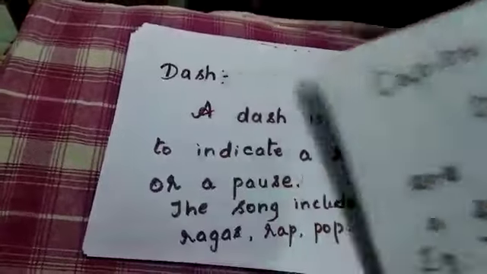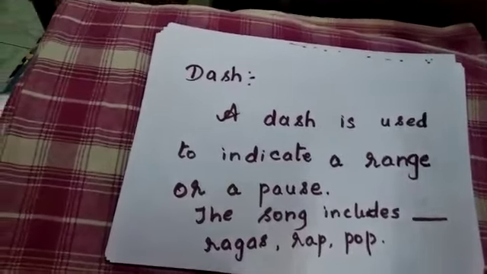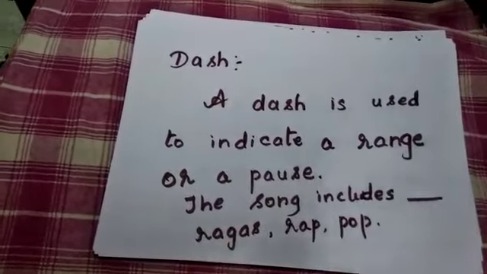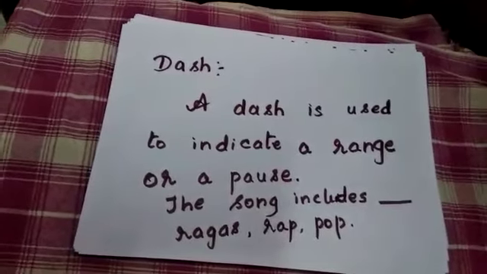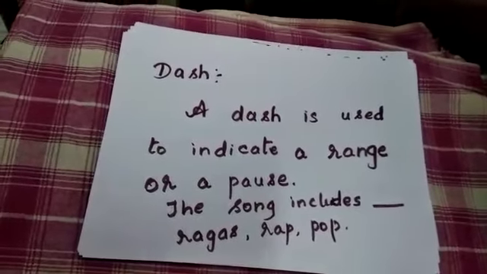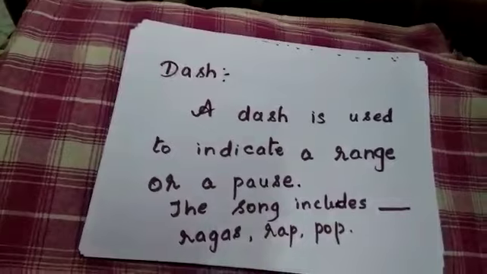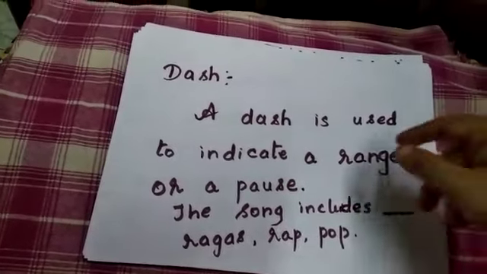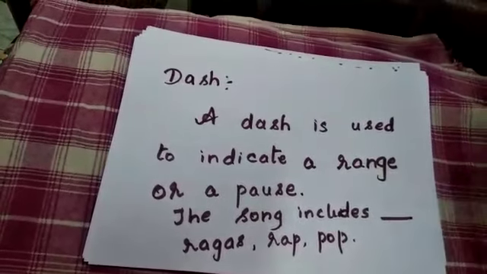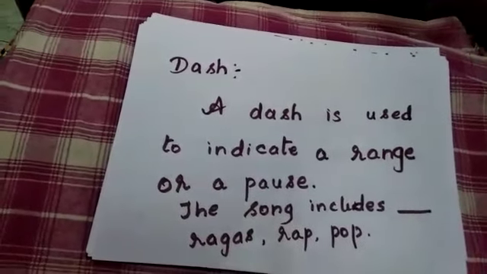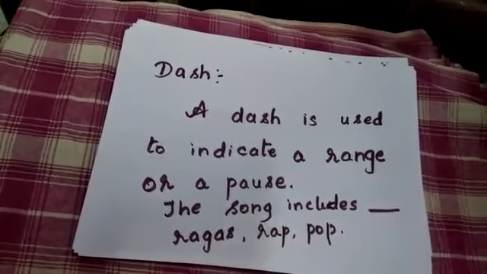Now moving to dashes. Where are these dashes used? We come across dashes in our day-to-day life. When we read newspapers, we come across dashes in very many situations. A dash is used to indicate a range or a pause. For example, you want to break the sentence in some place. For that you use a dash.